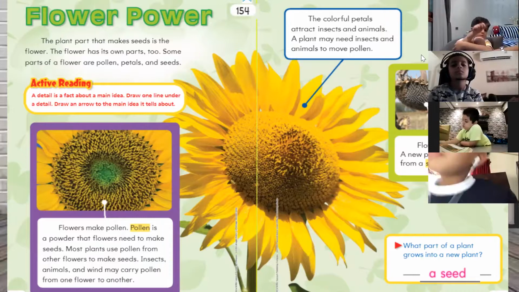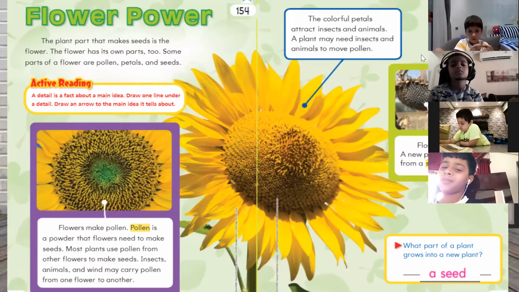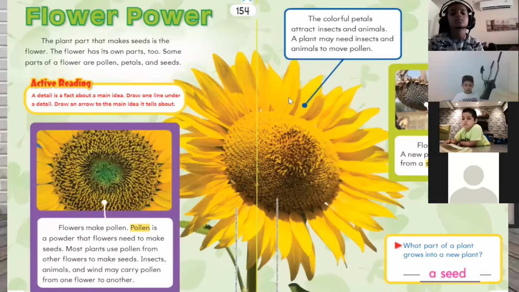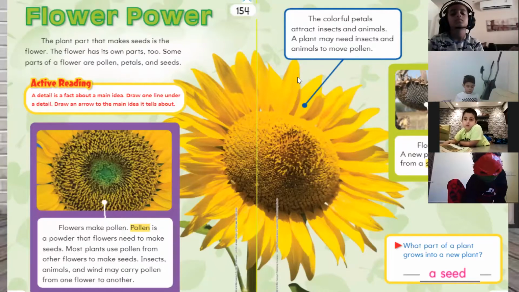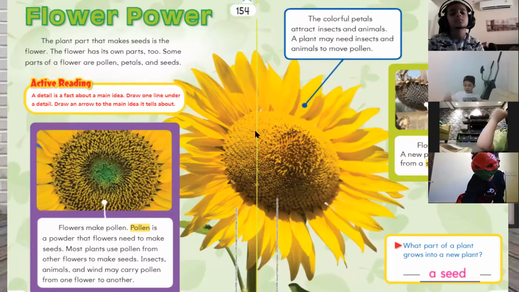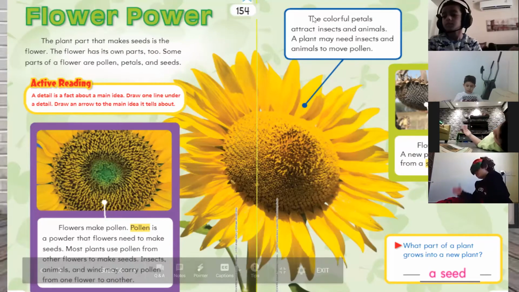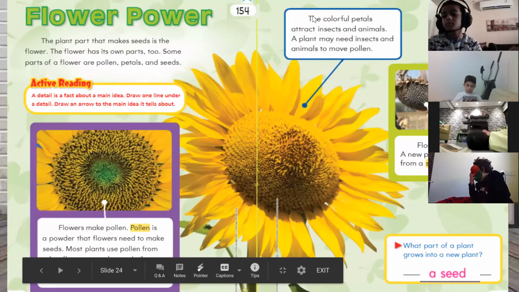And the coloring part of the plant, what do I call it? The flower. It has colorful petals. I call it petals. These colored petals attract insects and animals. A plant may need insects and animals to move pollen, so they can take the pollen: insect, bee, butterfly, or other insect. They need to take the pollen to another plant so they can make more and more plants.